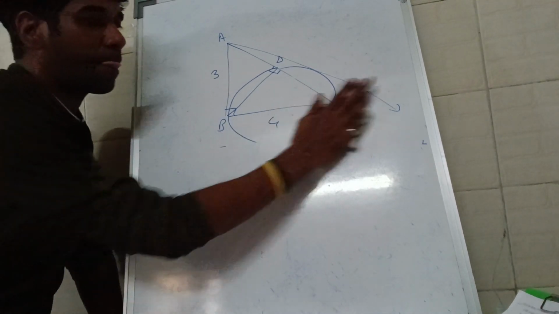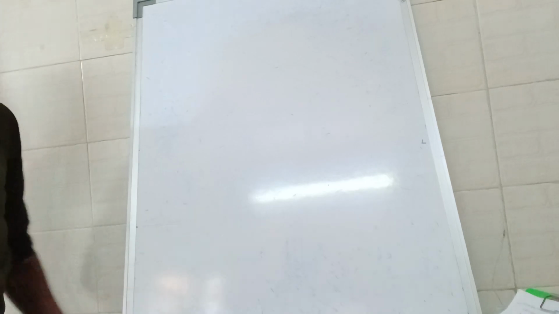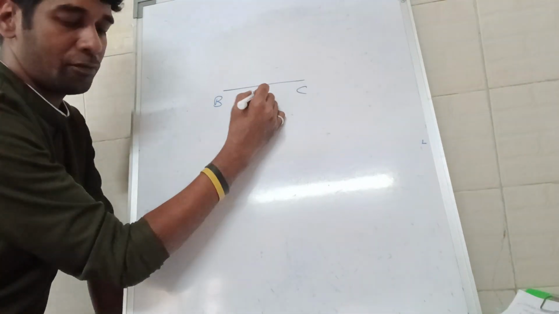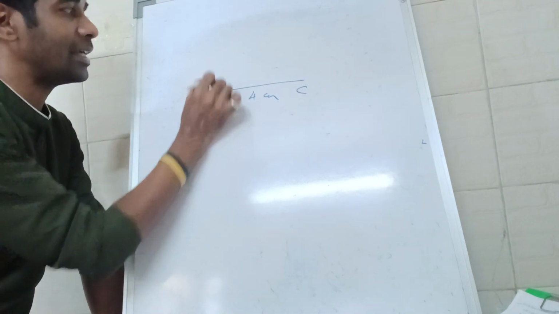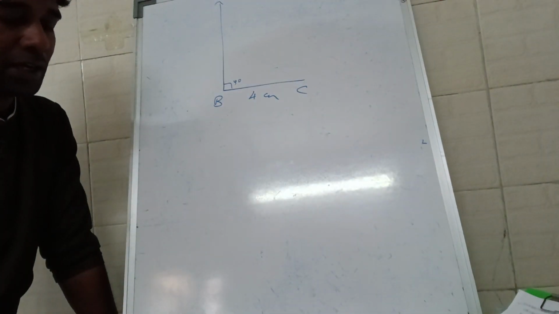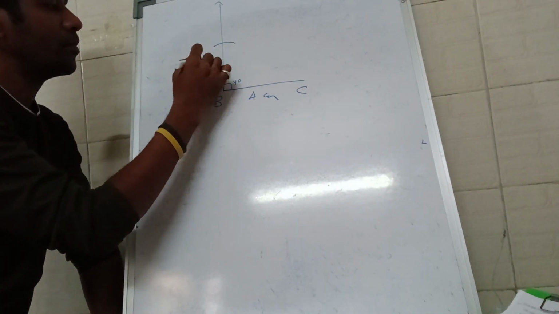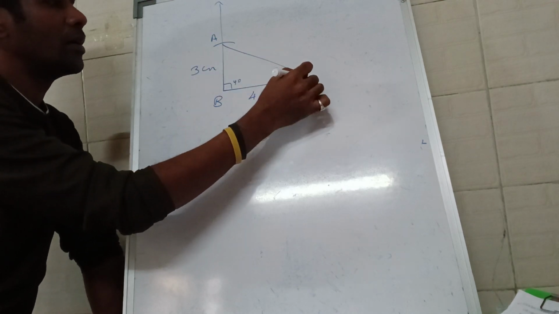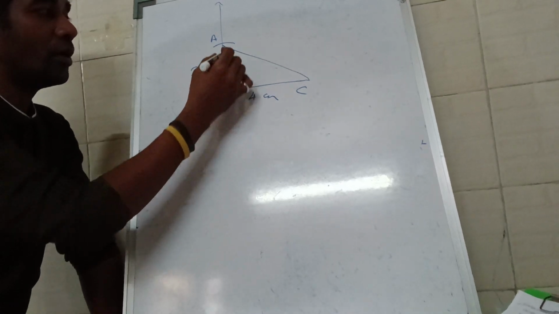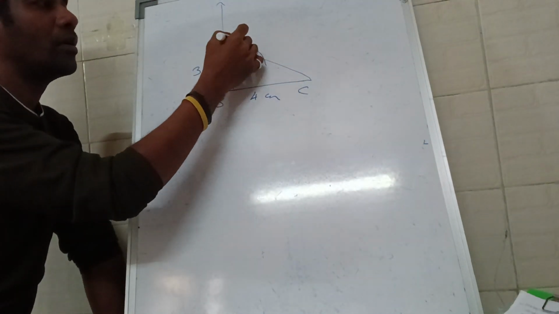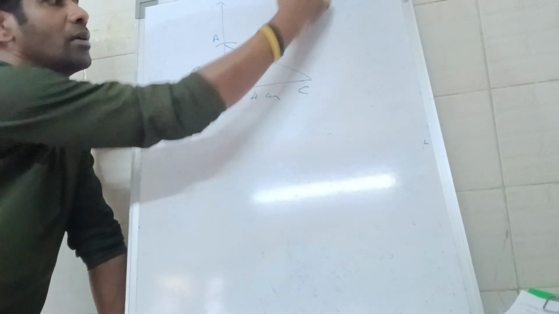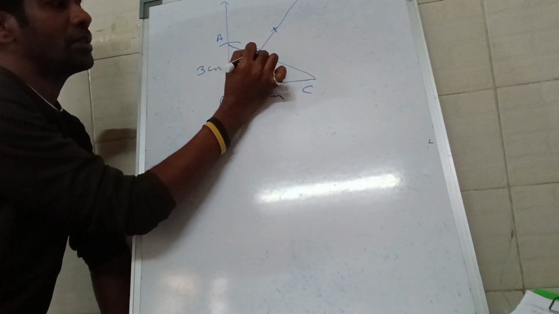The first step, take segment BC 4 cm and take angle B as 90 degrees. Then arc BA 3 cm. Triangle ABC is ready. From point B, draw a perpendicular. Taking measures of this arc, I get a perpendicular here. This is D.